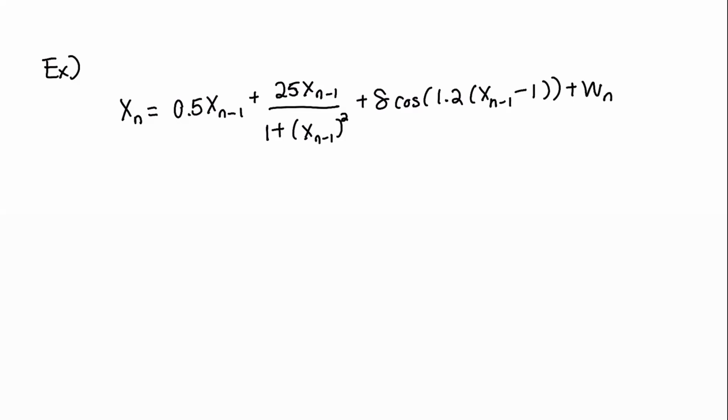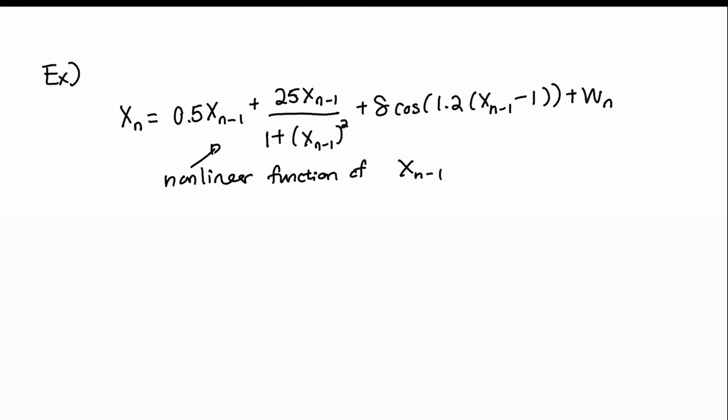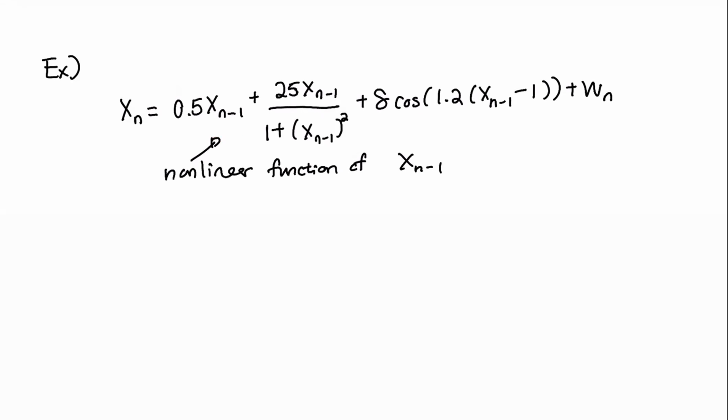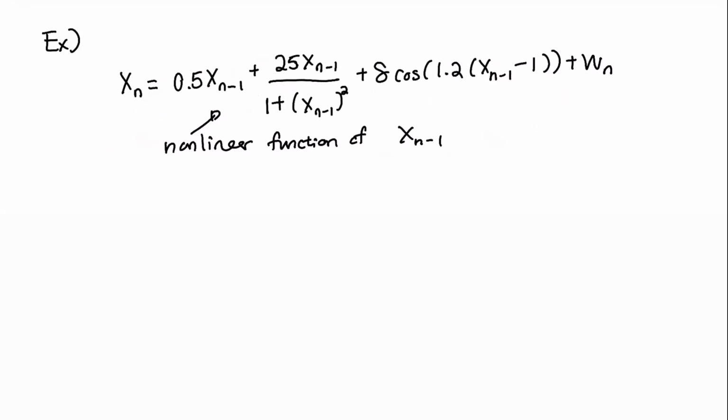So Wn is noise, right? This is clearly a nonlinear function of x of n minus 1, right? If I had only this term, then this would be a linear function of x n minus 1. But I have this entire mess here, so it's clearly a nonlinear function. Okay, and then the measurement, I'm also going to assume, is 1 divided by 20 x of n squared plus Vn, right? So this is also a nonlinear measurement function.